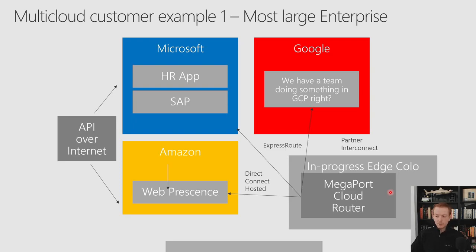Where are those cloud edges placed to ensure the best performance? How much latency can I allow for between clouds?